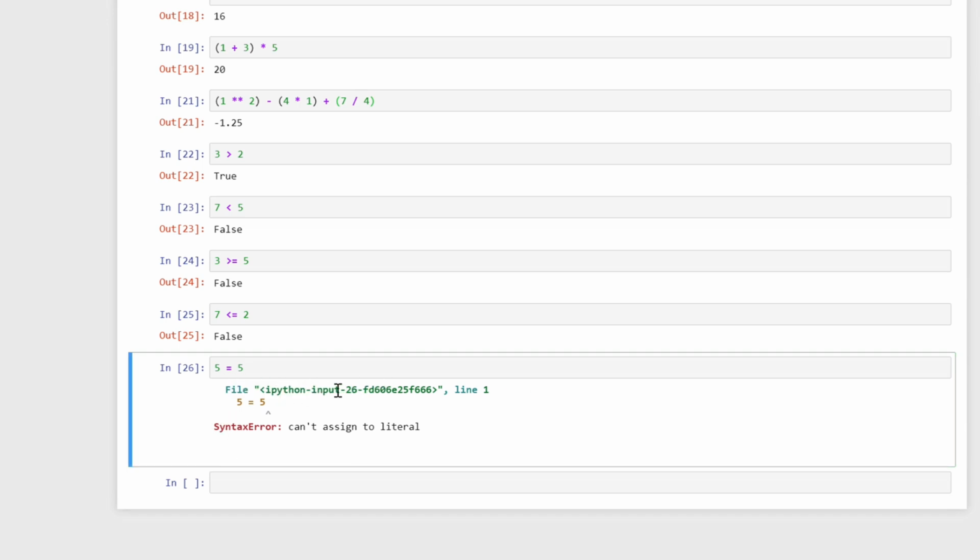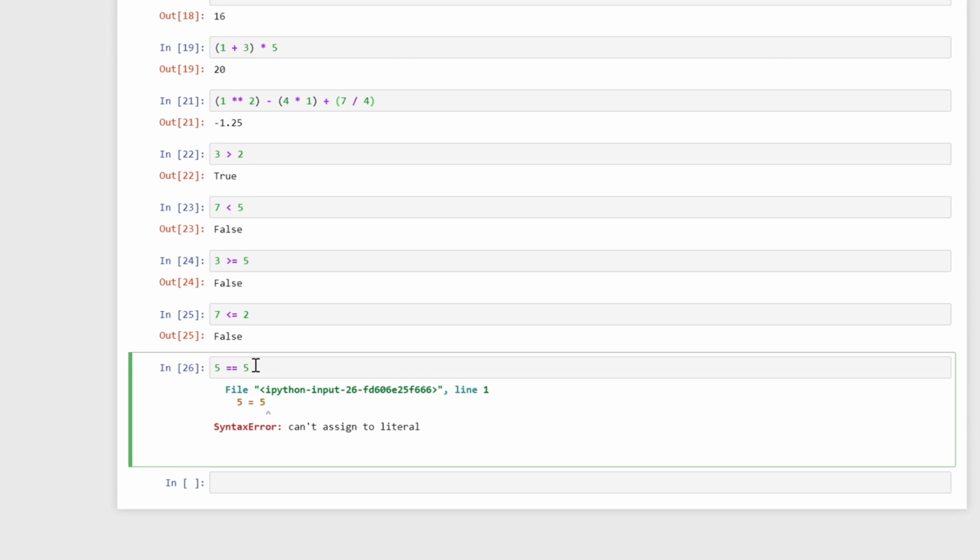You'll see in a Jupyter notebook, you'll see IPython. Don't worry about this, but it will show you the line of code. 5 equals 5 is the problem. And it says, hey, syntax error, I can't assign to a literal. Don't worry too much about what this means. Sometimes these can be a little bit cryptic. But in this case, equal to is usually used as an assignment operator, which we're going to talk about later. In this case, we don't want to use assignment. We actually just want to say equal to.